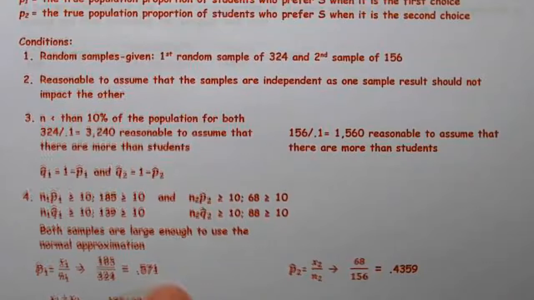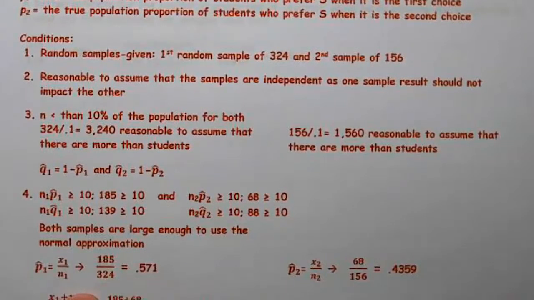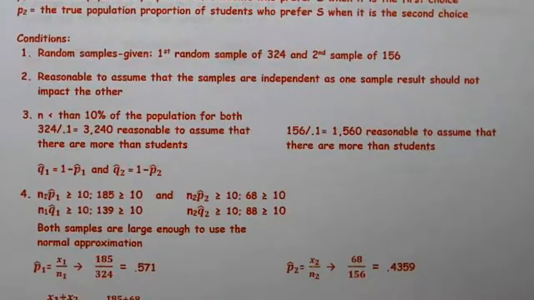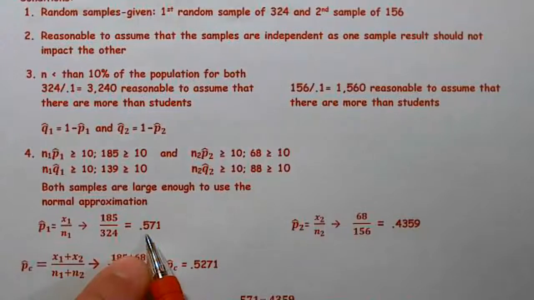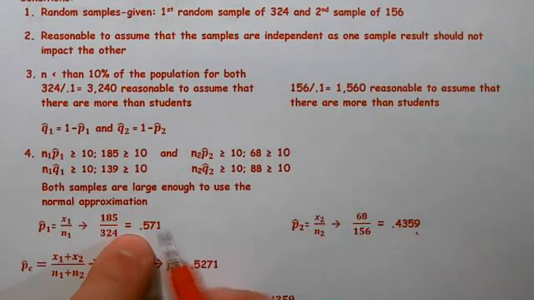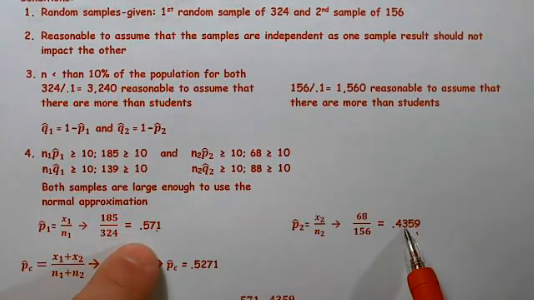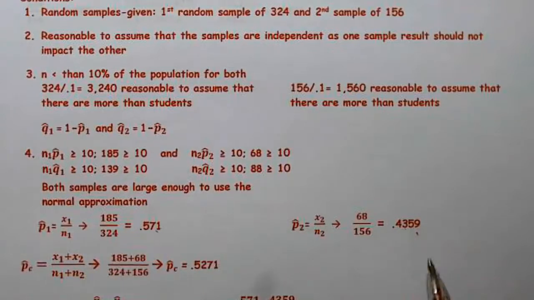Once again, I need to set up how many people are in favor of each. And so we have 185 out of 324. And then we have 68 over 156. All right? And so the first proportion was 0.571, which is what we had in part A. The second one from the second survey is 0.4359. We notice a big drop from 57% to 43.5%. That's a pretty big drop.